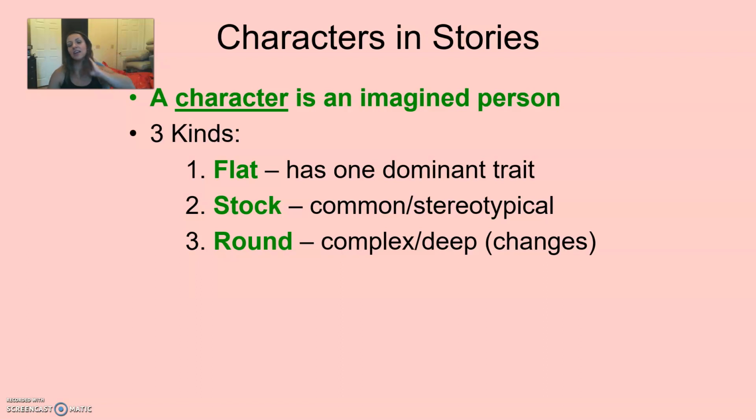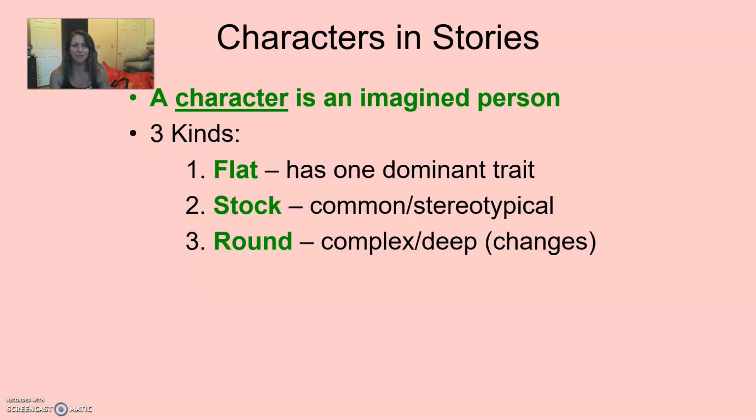Now, next we're going into characters in stories. And what's a character? Quite simply, a character is an imagined person. The writer creates the character. And there's usually three kinds. There's the flat character. This is a character that has typically one dominant trait. It's a person that doesn't really change throughout the story. Like a side character that remains the same from beginning to end.